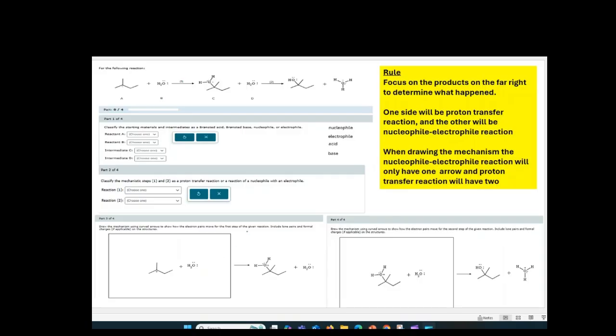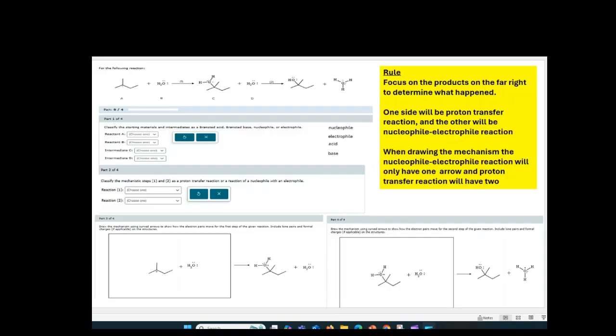Simple rules that I have for this question: if you need to go back and refresh yourself on acids and bases or nucleophiles and electrophiles, see my previous video. And then my rule overall is to focus on the products on the right to determine what happened. One side will be the proton reaction side, and the other will be the nucleophile-electrophile reaction side. When drawing the mechanisms, the nucleophile-electrophile reaction usually only has one step, versus the proton transfer reaction side, which is going to have two. You'll see what I mean as I go through.